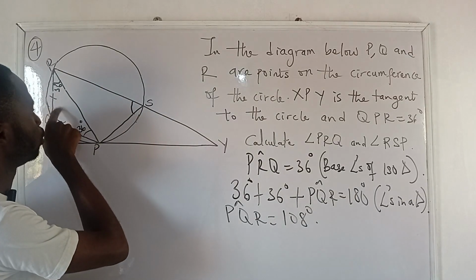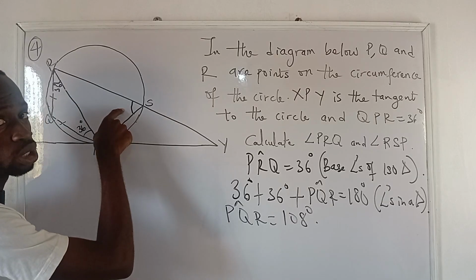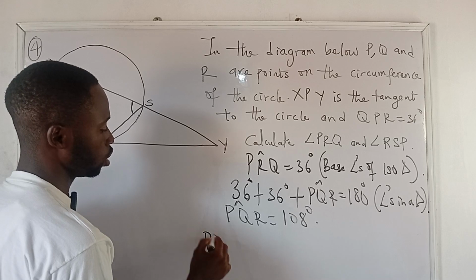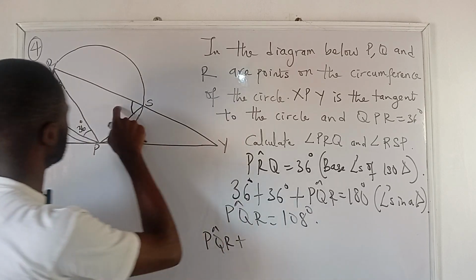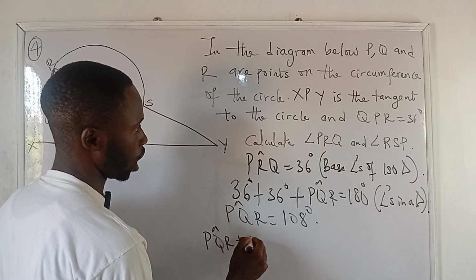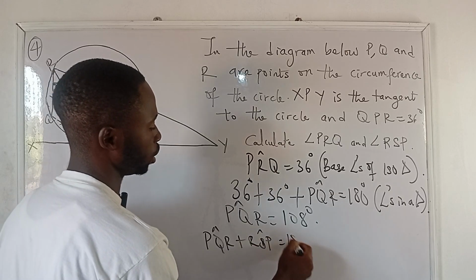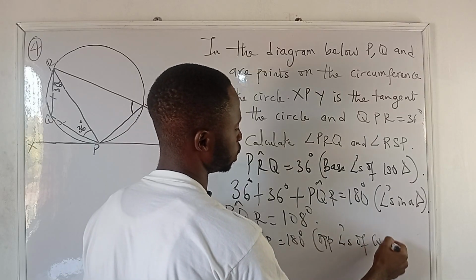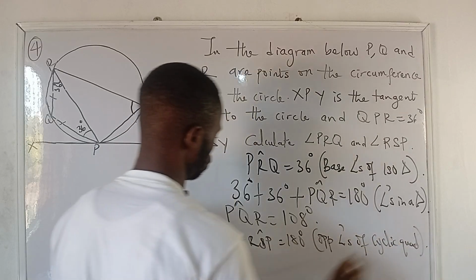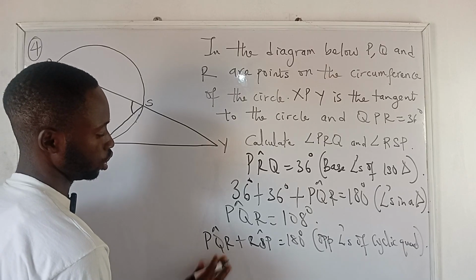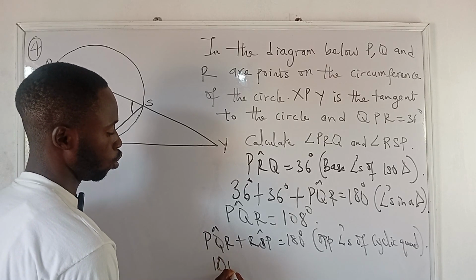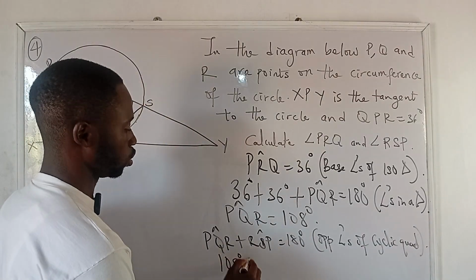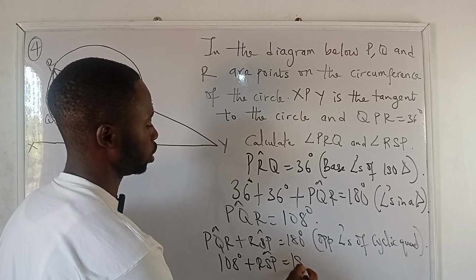So if here is 108, then we know that 108 plus this angle that I'm looking for will give me 180 because it's opposite angles of a cyclic quadrilateral. So I'll say that PQR plus this angle RSP that I'm looking for, RSP, will give us 180 degrees. Opposite angles of cyclic quadrilateral. So I would have PQR is 108. So we would have 108 plus RSP that we are looking for equals 180 degrees.